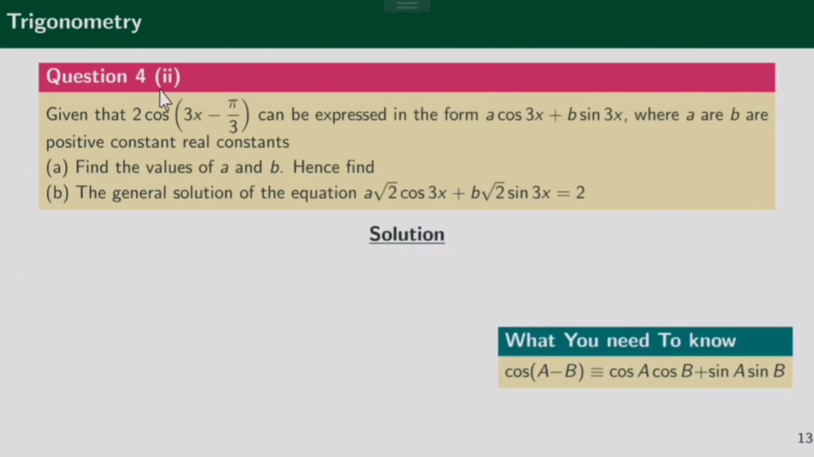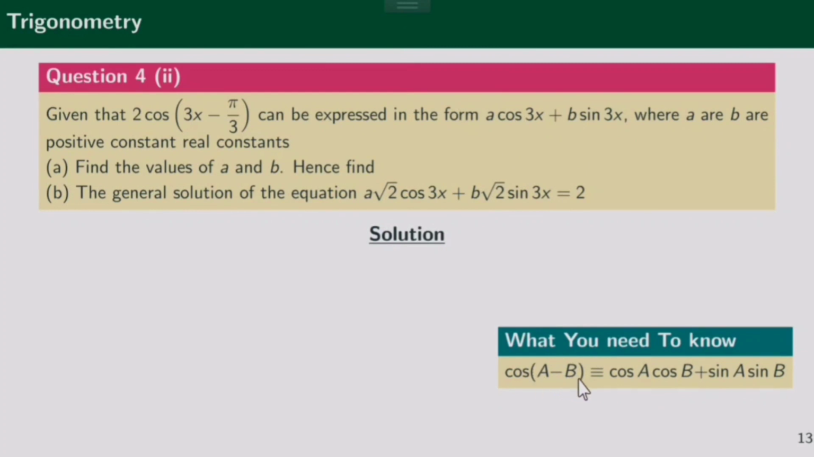Now, question 4, Roman 2. 2 cos into 3x minus pi on 3 can be expressed in the form a cos 3x plus b sin 3x, where a and b are real constants. A, find the values of a and b. Hence, find B, the general solution of the equation a root 2 cos 3x plus b root 2 sin 3x is equal to 2.